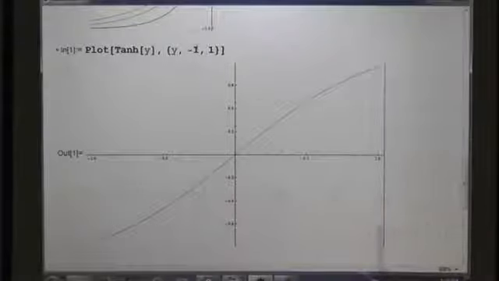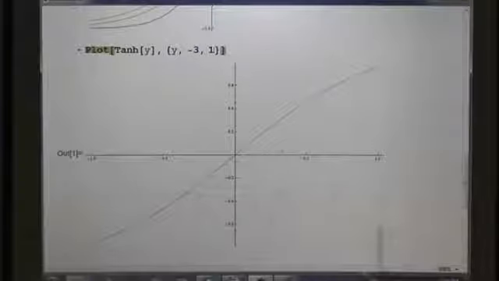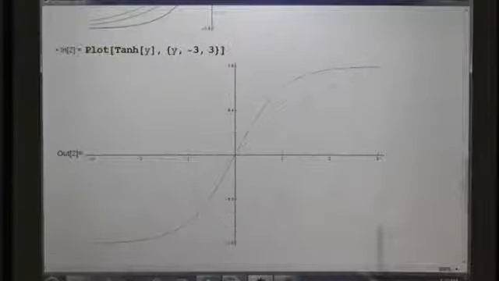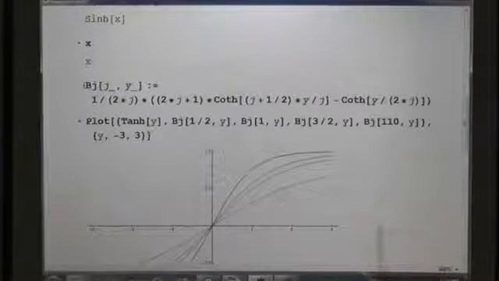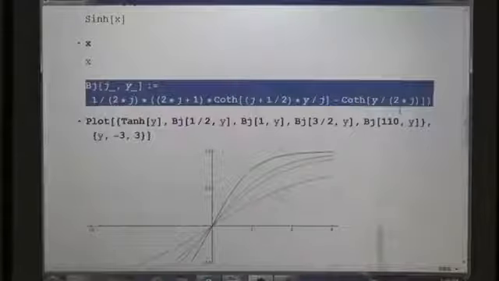I can increase the limits here. I can increase the field strength, so lower the temperature. The magnetization of a spin half system looks like this. Now I would like to plot the Brillouin function, which means for an arbitrary spin system. I've already defined the Brillouin function here.